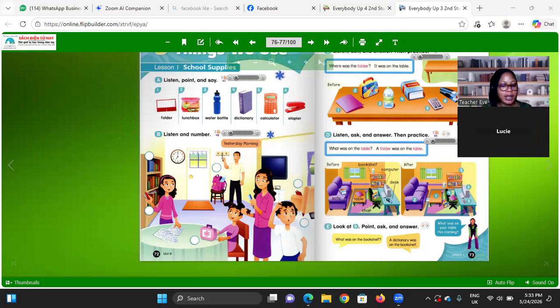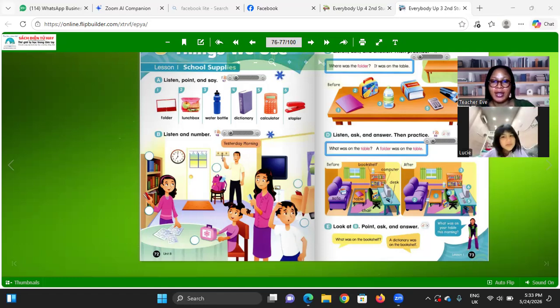Right, so we have to start the lesson now. Okay, so in our last class, we stopped at page 77. So we are going to continue with this.